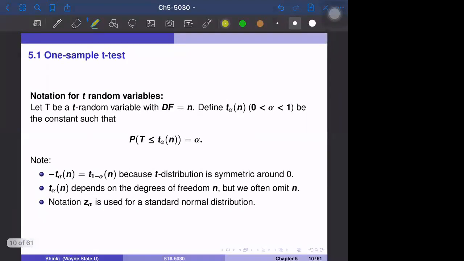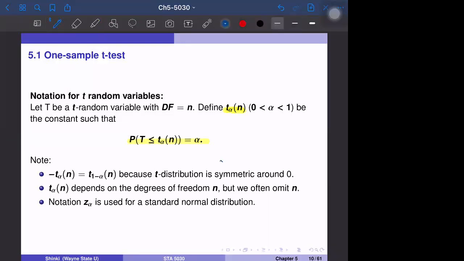Okay, so next, we would like to summarize the one sample t-test for the general case. At first, some notation. If capital T is a t random variable with degrees of freedom n, we define t sub alpha of n, where alpha is some probability between 0 and 1, as the constant satisfying this.